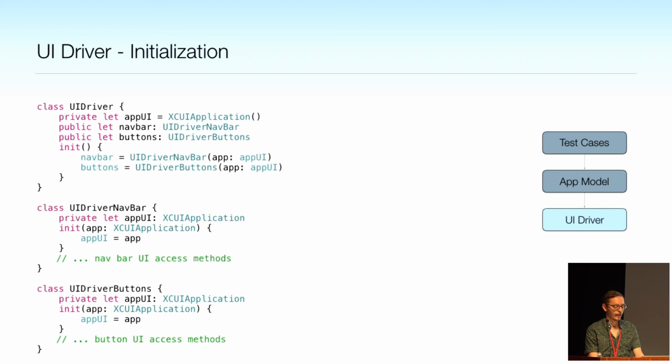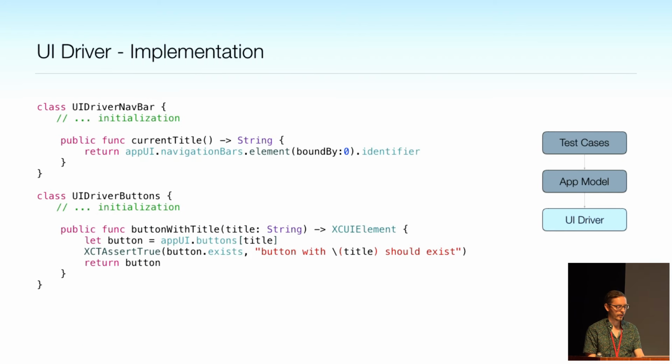So in practice, it would look something like this. You have a reference to your XCUI application. And then you have, in this case, two things. You have an app model layer for the navbar, and you have an app model layer for your buttons. For this, you give an app reference to each one of them, so that when you call something on this UI driver, you can actually go to your app and drive the UI, or query the app for some information. So you would initialize it like this, and then you can implement the specific actions.